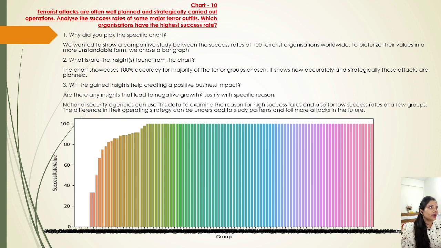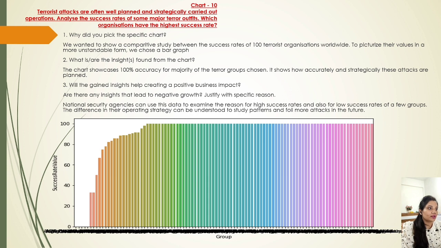In chart number 10, we are studying how terrorist attacks are often well planned and strategically carried out. We analyze the success rates of some major terror outfits, and which organization has the highest success rate. For that, we wanted to show a comparative study between the success rates of 100 terrorist organizations worldwide. To picturize their values in a more understandable form, we chose a bar graph.